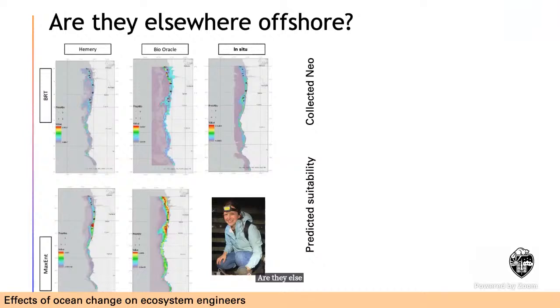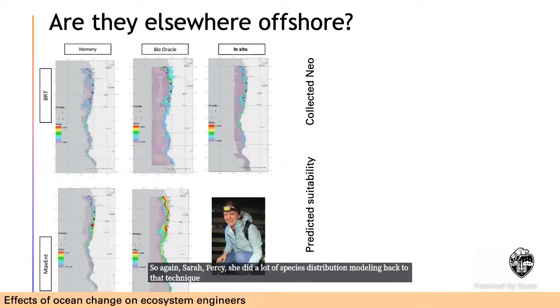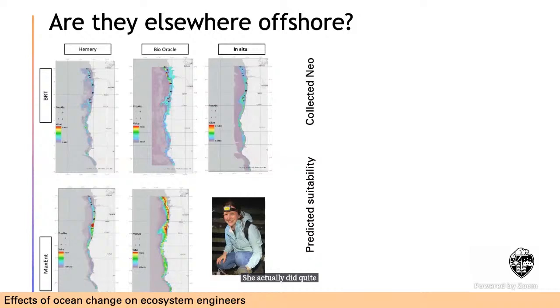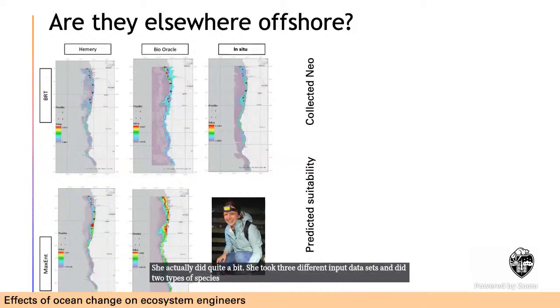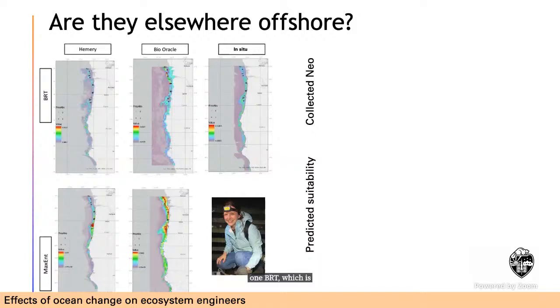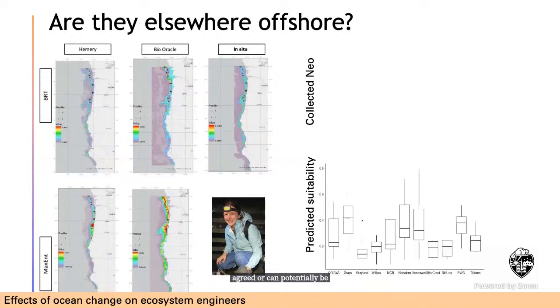Are they elsewhere offshore? Did this expanded recruitment only happen in Newport, or is this a coastwide thing? So again, Sarah Percy did a lot of species distribution modeling, coming back to that technique. She actually did quite a bit. She took 3 different input data sets and did 2 types of species distribution modeling. One BRT, which is a presence-absence method, and one MaxEnt, which is presence-only, to try to see where these shrimp might be. We took these 5 different models and overlaid them to find where they might agree there could potentially be hot spots for shrimp. We found a number of different sites.